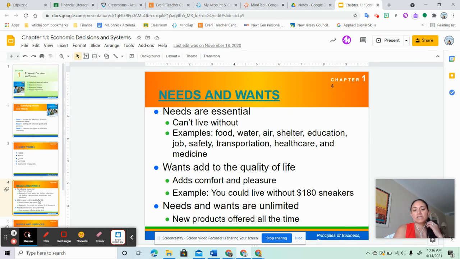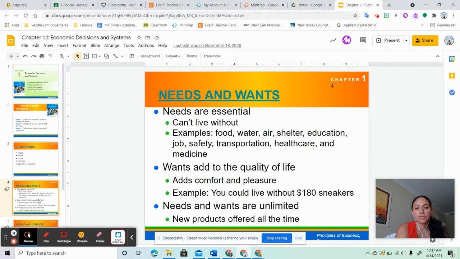So what are needs and wants? So needs are those that we deem as essential for survival. Some examples are food, water, air, shelter, education, job, safety, transportation, healthcare, and medicine. And just like we spoke about in financial literacy, some needs may be more essential to some people than others. For example, some people do require certain types of medication, and that is essential to someone else, as opposed to someone that may not need medication.